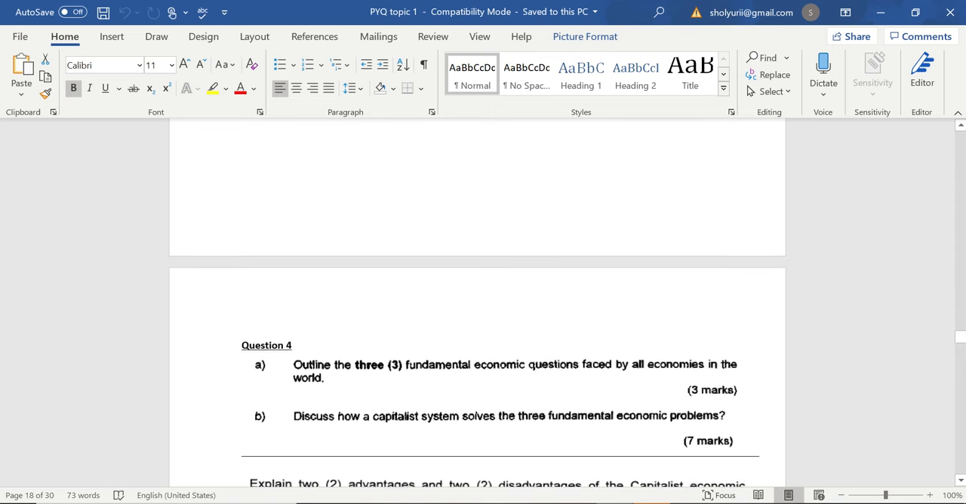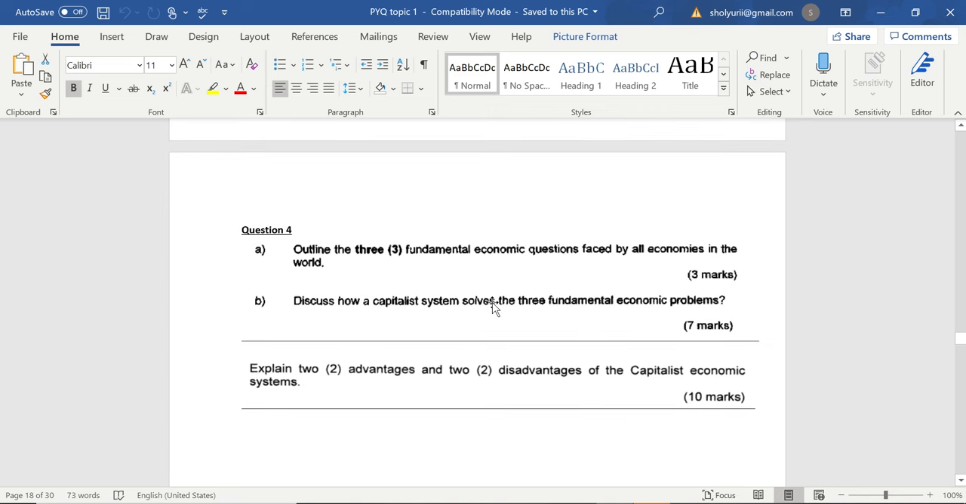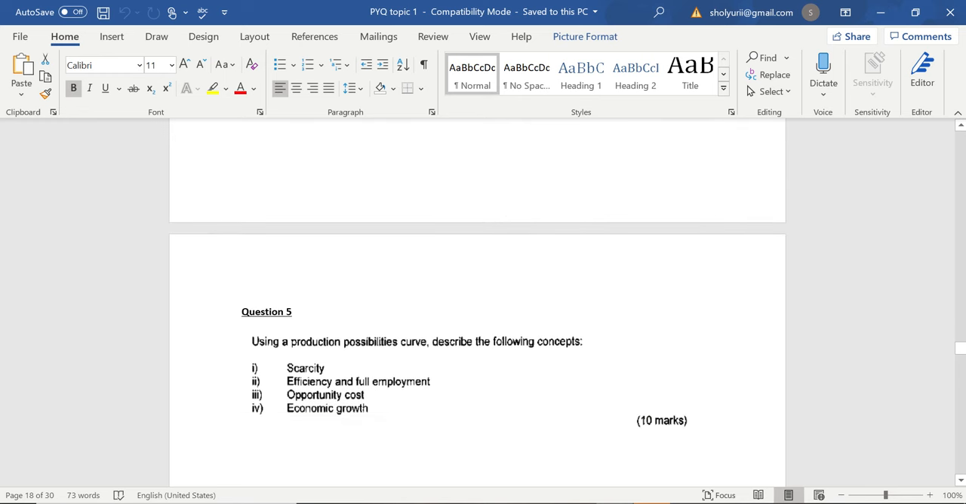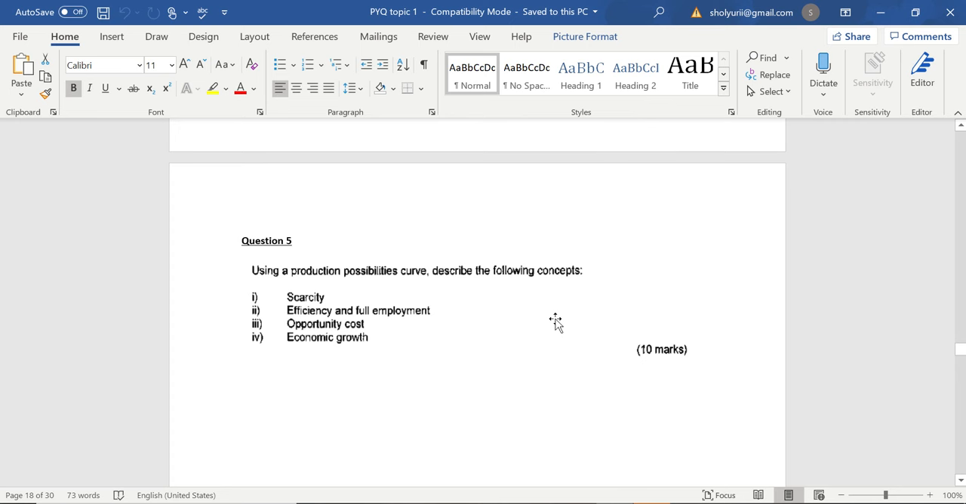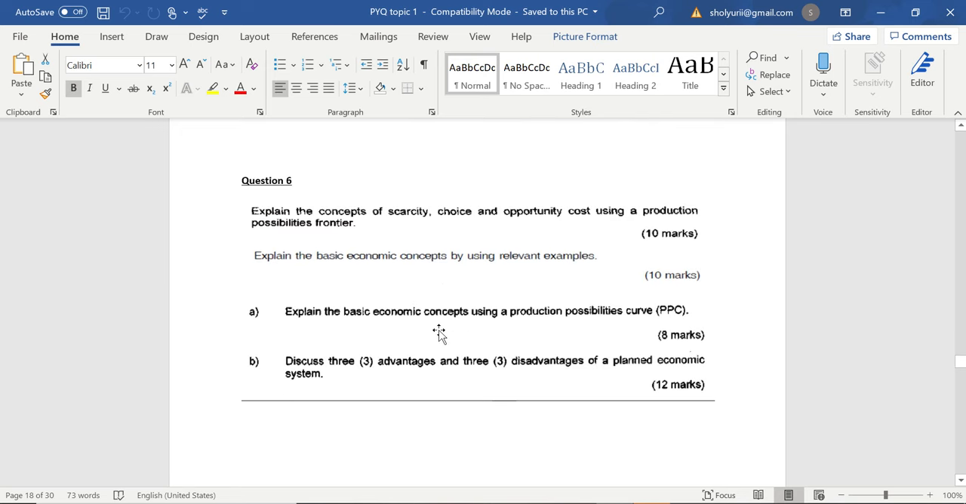So this one is not yet. Alright, let's go to question 4. Outline the 3 fundamental economic questions faced by all economies in the world. Discuss all economies. This one is not yet because it relates to the economic system. Okay, can we do this? No, also not, because this one relates to the PPC. It's okay, we will do it later. Alright, we cannot answer this one. We can answer the question below.